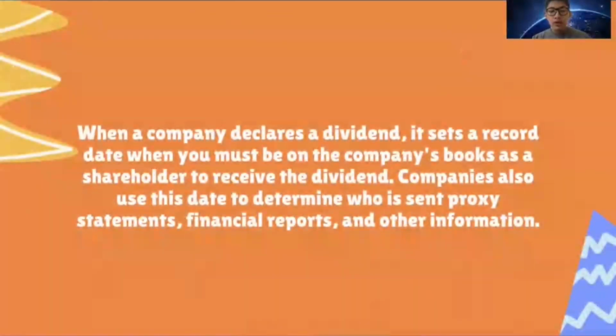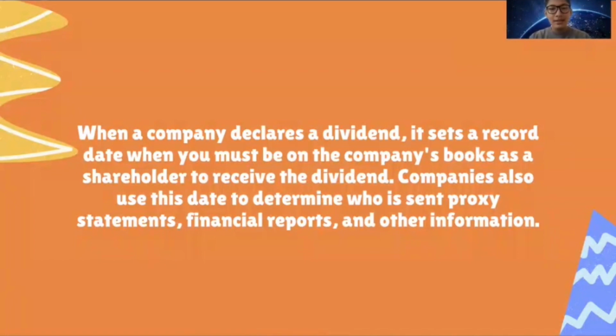To determine whether you should get a dividend, you need to look at 2 important dates. They are the record date, or the date of record, and the ex-dividend date, or the ex-date. When a company declares a dividend, it sets a record date, when you must be on the company's books as a shareholder to receive the dividend. Companies also use this date to determine who is sent proxy statements, financial reports, and other information.